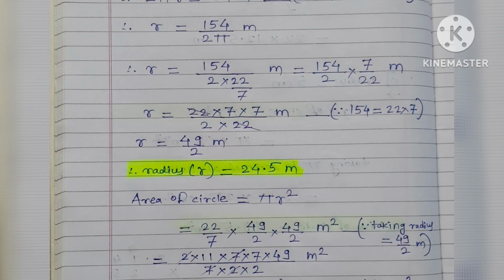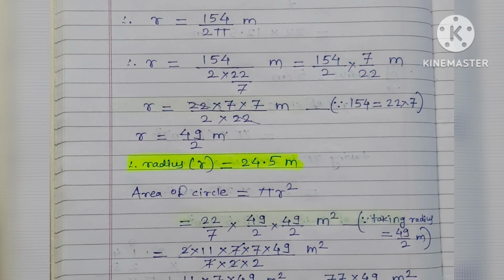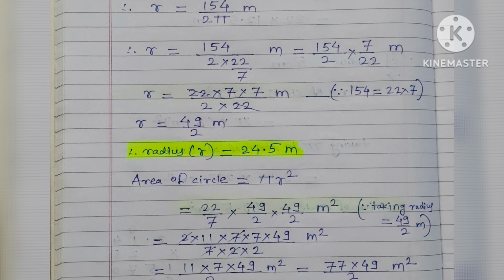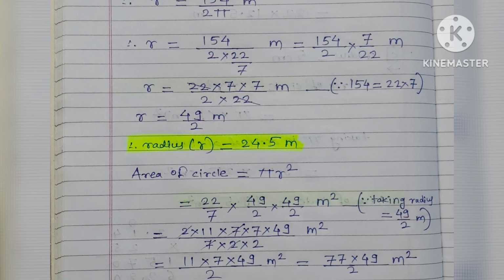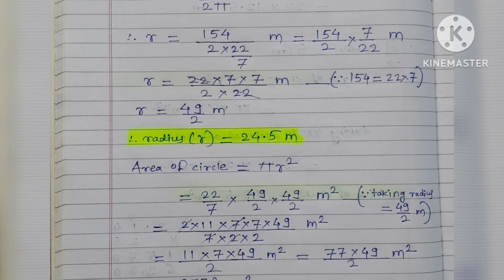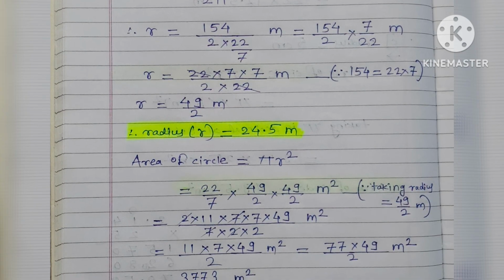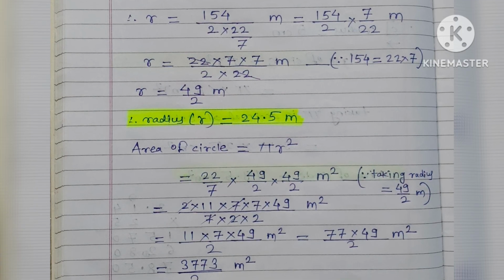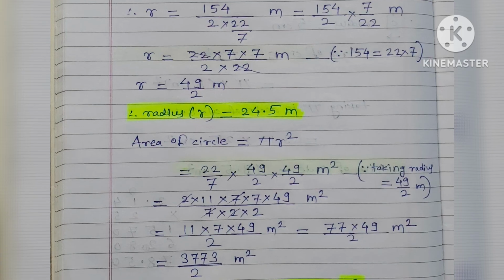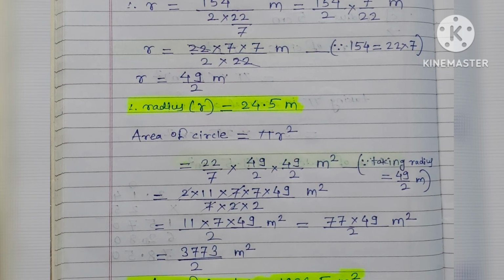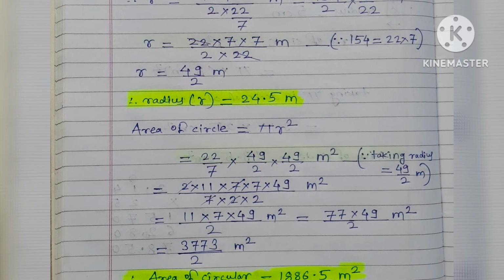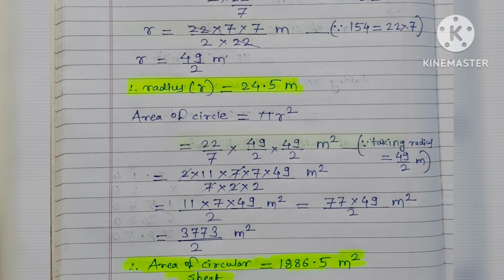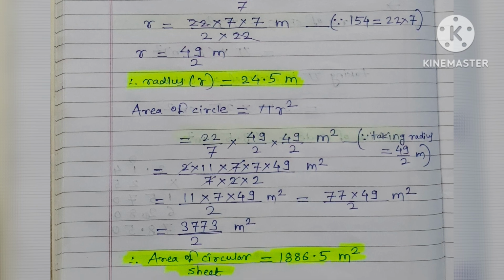Now here we need to understand, when we are going to find the area of the circle, we are going to use the formula pi r square. Instead of taking 24.5 meter as the radius, we are going to take 49 divided by 2 meters as the radius while calculating the area of the circle. So when we are calculating the area of the circle, we are using pi r square as the formula, and we are going to take 49 by 2 meter as the radius. After substituting the values, we'll get the area of the circular sheet as 1886.5 meters square.